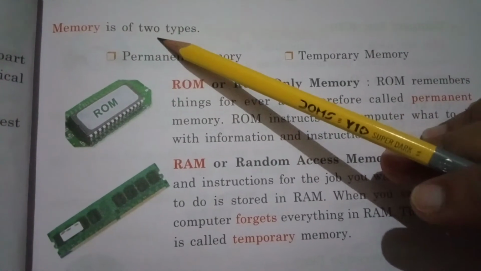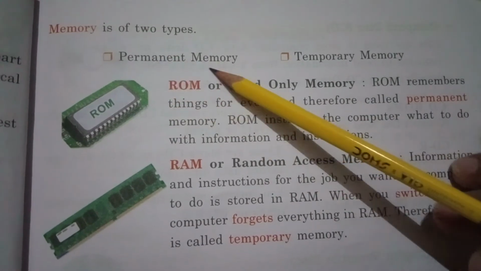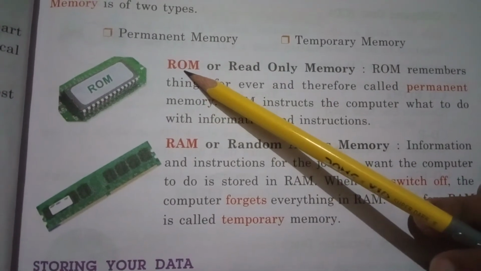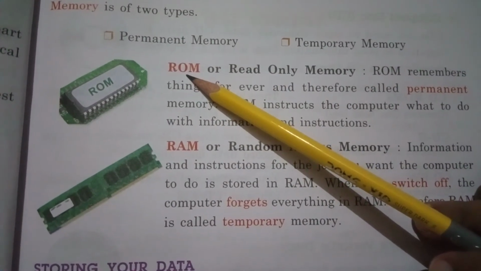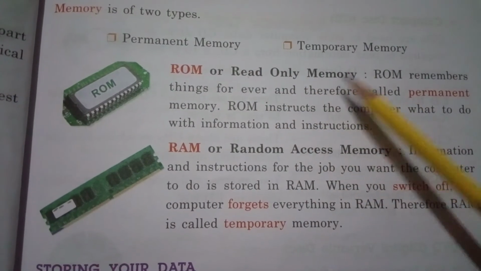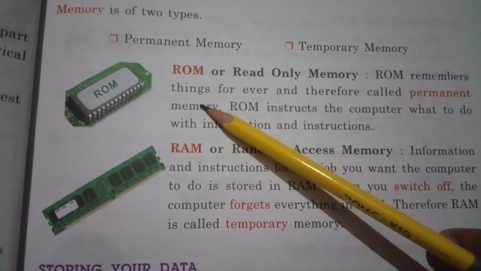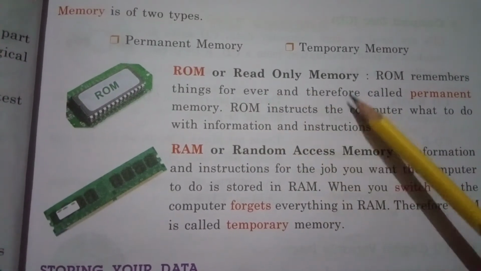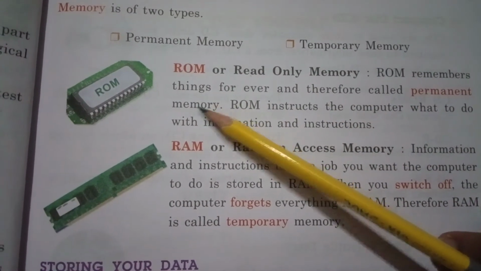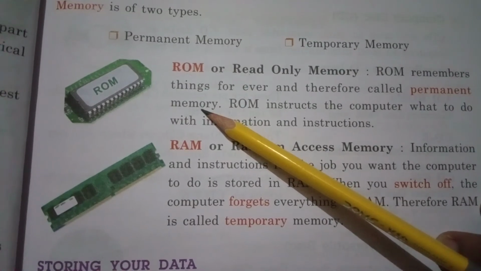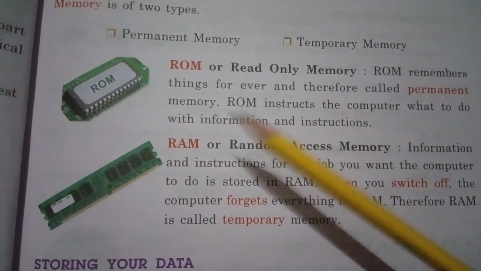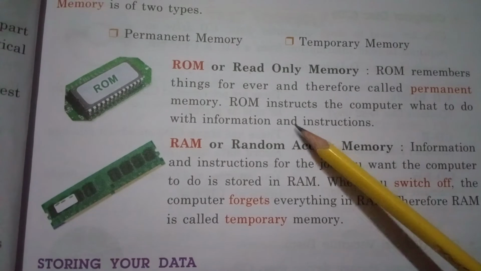Memory is of two types: permanent memory and temporary memory. ROM, full form is Read Only Memory. ROM remembers things forever and therefore is called permanent memory. ROM instructs the computer what to do with information and instructions.